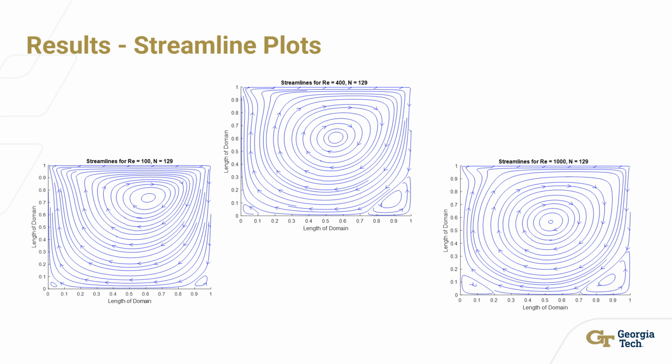As you can see, this is what we expect with the center vorticity moving to the center as inertial effects become larger relative to viscous effects, and you can see that the secondary and tertiary vorticities become larger as Reynolds number increases as well.